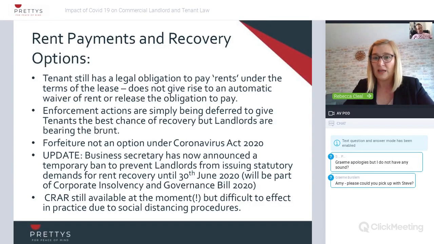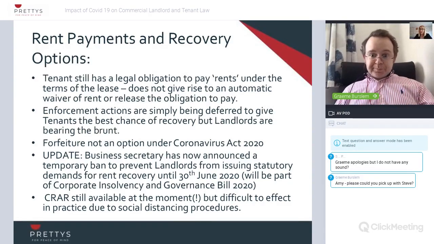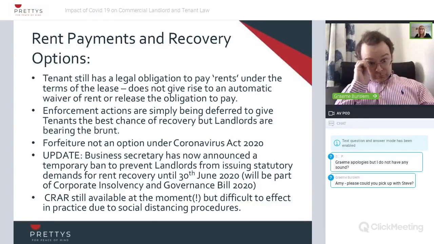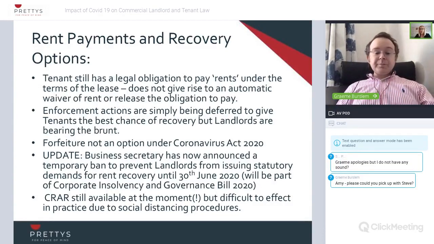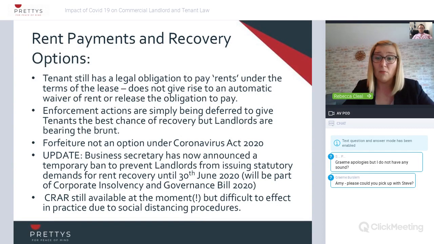Okay, so those are the key provisions of the Coronavirus Act. So they essentially set out, from a landlord's perspective, what you can't do. Graeme's going to have a look at the other ways rents may be able to be collected if you have a situation where the tenant hasn't paid any rent at the moment. I'm going to hand over to Graeme.